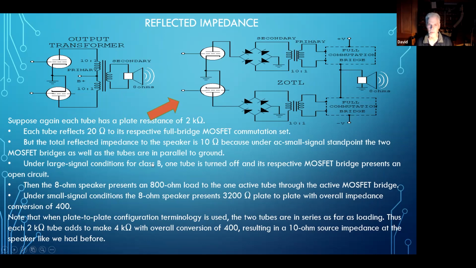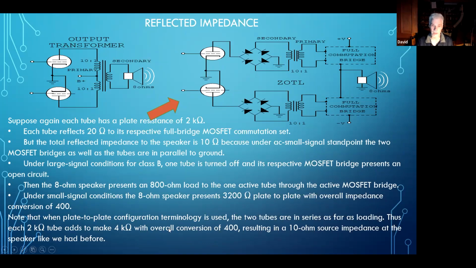Same as the output transformer. Under large signal conditions for Class B, one tube is turned off and its respective MOSFET bridge presents an open circuit. Then the 8 ohm speaker presents an 800 ohm load to one active tube through the active MOSFET bridge. Under small signal conditions, the 8 ohm speaker presents 3200 ohms plate to plate with an overall impedance conversion of 400. So, gee, it sounds a lot like the output transformer.